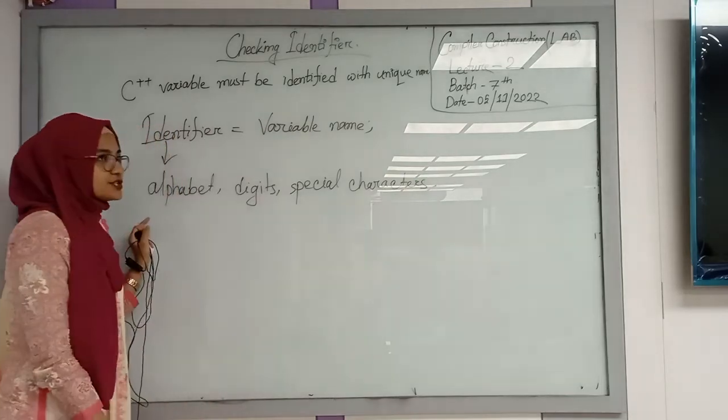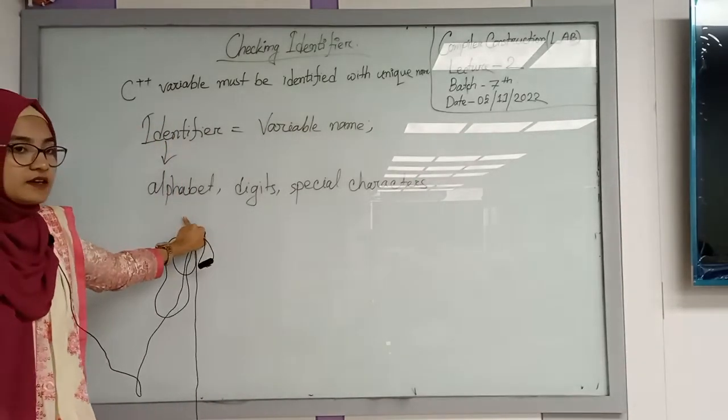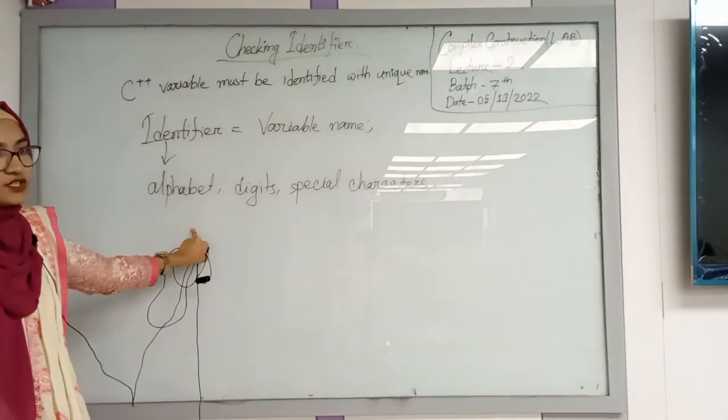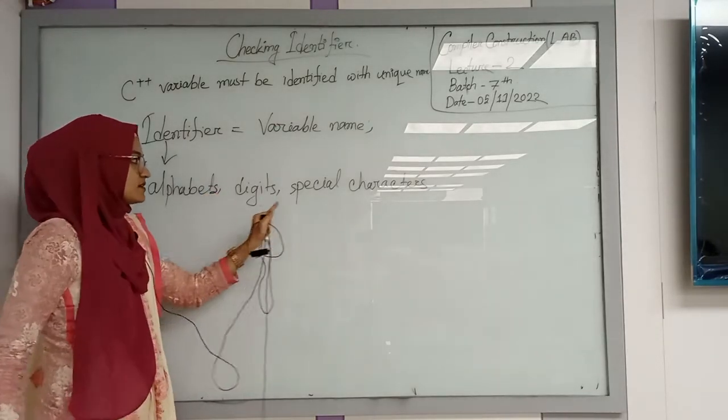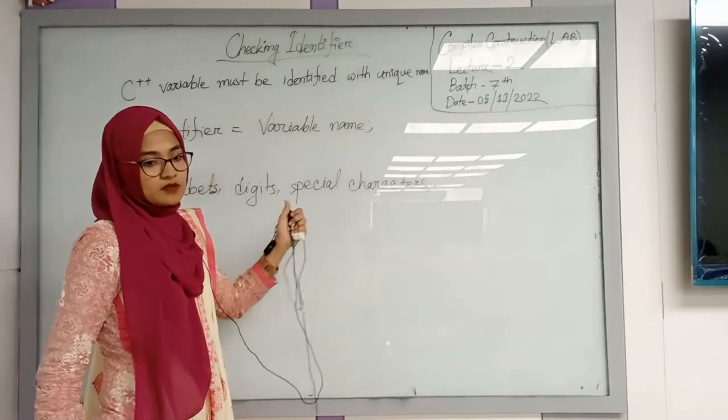It can be a simple question, you know what the identifier contains. One more question. It is the alphabets, digits and some special characters. Okay.